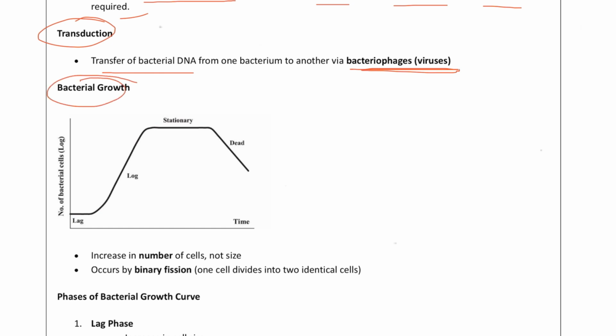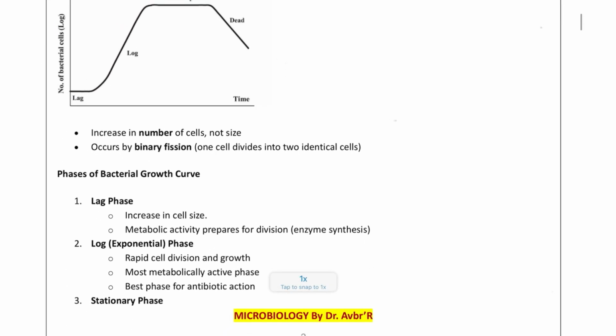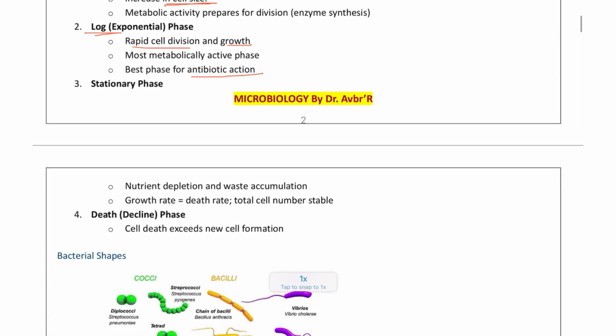Next, bacterial growth. What happens in bacterial growth? Usually in the lag phase you are going to see only the size increase. Next, the log phase, where you are going to check the antibiotic action, and cell division and growth will also be seen. That's why you are going to see exponential growth. Next, the stationary phase, where you are going to see nutrient depletion and waste accumulation. Next, the death or decline phase, where there will be a decline in new cell formation and the death rate rises.